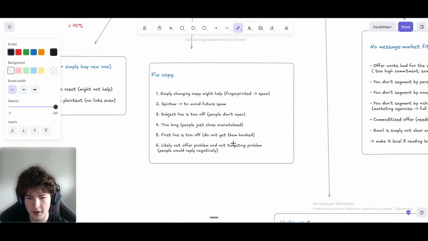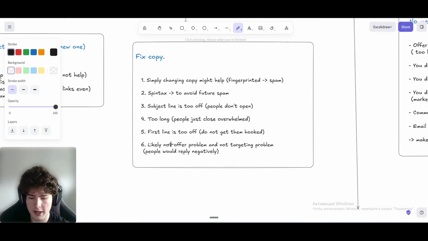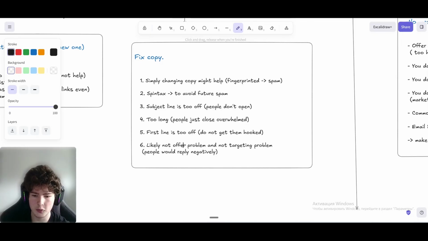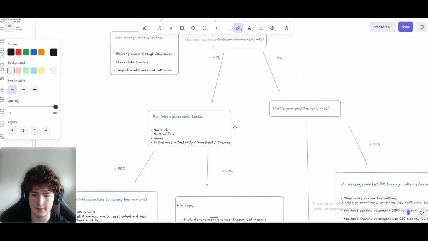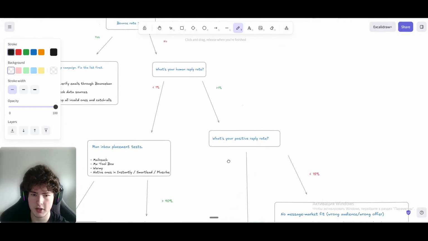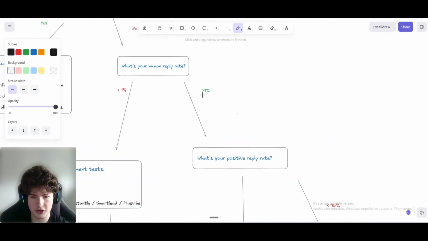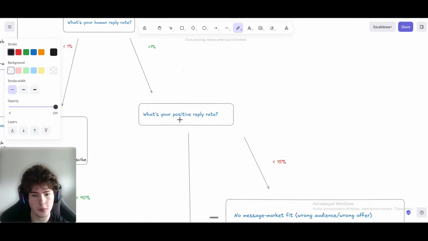And it's likely not the offer problem, and likely not the targeting problem, because if it were one of them, then people would reply anyway, negatively, right? But here the problem is that you don't have fundamentally enough reply rates. So if it's more than 1%, then what's your positive reply rate?